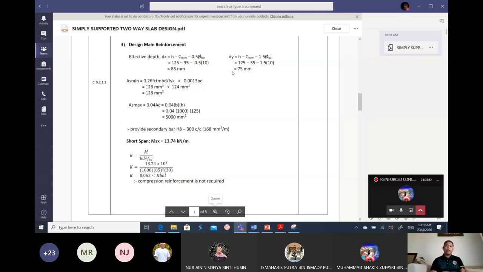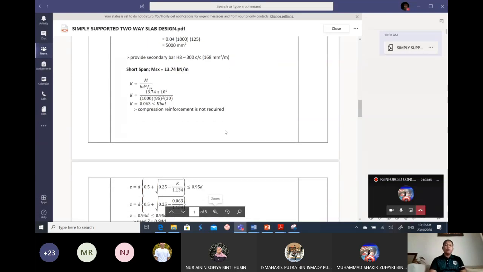So this is a slab, so we don't have a link for the slab. And then we calculate the AS minimum and also AS maximum. Don't forget to use b as 1000 millimeter. And then we provide the secondary bar, as I already told you before, by using this AS minimum, and then we provide H8 at 300 center to center, 168 millimeter squared per meter. So we can use 8 millimeter as the diameter bar for the secondary bar.